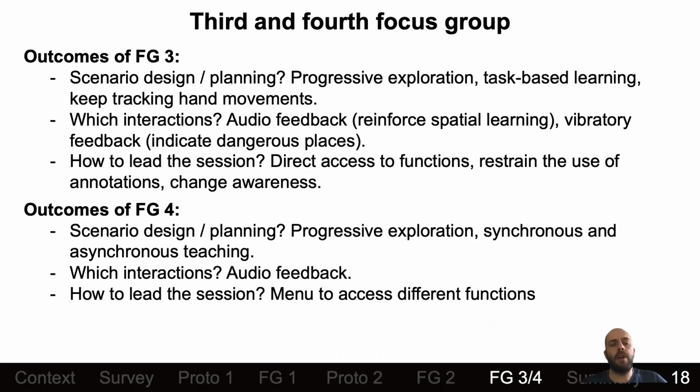The outcomes of the third focus group, on orientation and mobility, are that they believe the device should allow progressive exploration, so not showing all the content at once, but adding the content progressively. It should support task-based learning and, again, keep tracking of hand movements. Regarding the interactions, they believe that audio feedback could reinforce spatial learning, while vibratory feedback could be used to indicate, for instance, dangerous places in orientation and mobility.